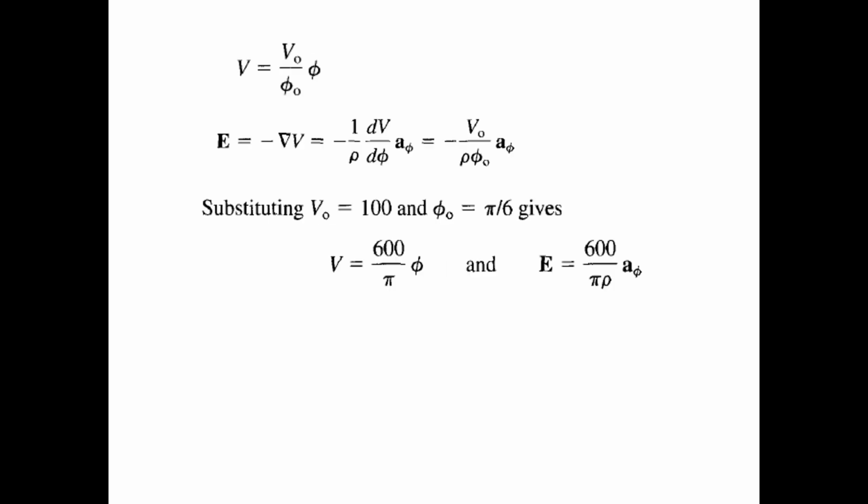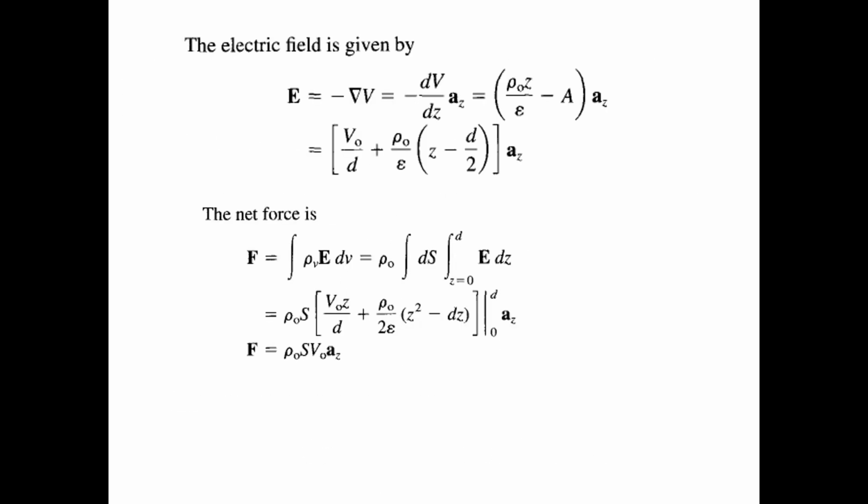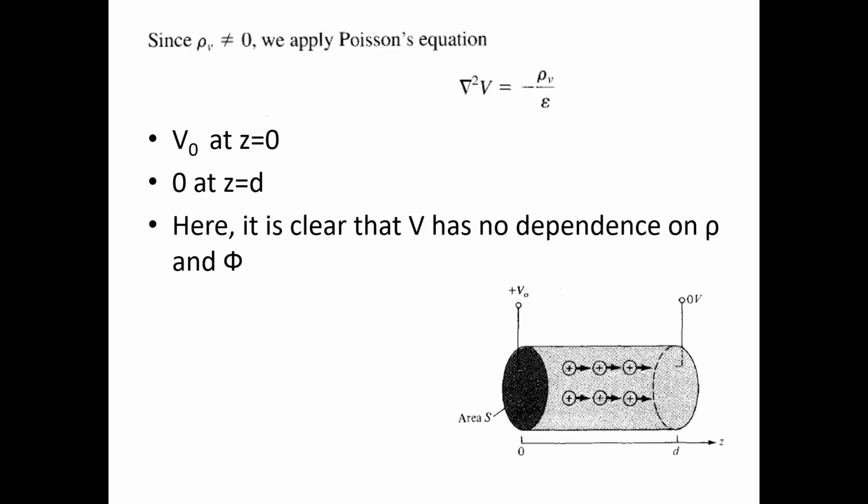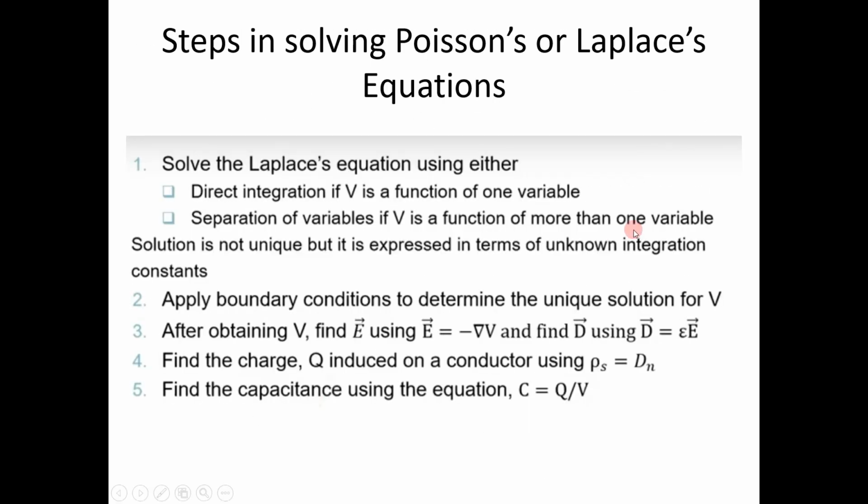Okay, so these are the steps involved. After doing this problem, we can go to the steps again so that it will be more clear. First, if charge density is present, you apply Poisson's equation. If there is no charge present, you use Laplace equation. So first identify which equation to use. Then it is a second order differential equation, del square, so you have to do integration twice. You will get two constant values. To find the value of the constants, you apply the boundary conditions. Then you get the equation for V.